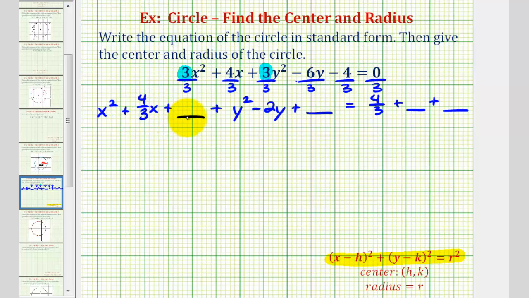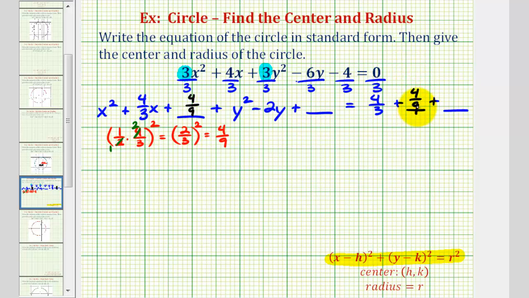To do this, we want to add a constant that would be half of the coefficient of x. To find half of 4/3, we'll have 1/2 times 4/3. Dividing by 2 is the same as multiplying by 1/2, and then we'll square this. Notice this product simplifies. There's 1, 2, and 2, and 2 twos is 4. So this would just be 2/3 squared. So we'll square the 2 and square the 3, that's 4/9. So we want to add 4/9 here, which will make this a perfect square trinomial, which we'll factor in the next step.